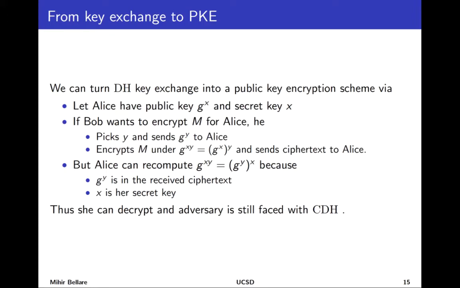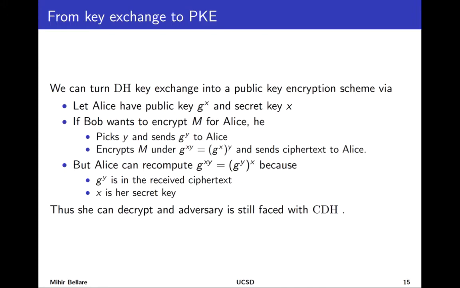Now, the process of Bob sending something to Alice is effectively going to be turned into encryption. What Bob does is if he wants to encrypt a certain message for Alice, he already knows Alice's public key g to the x. So the first step in the Diffie-Hellman protocol is effectively done. He has g to the x. So just like in the protocol, he picks a little y, and imagine that he sends big Y, which is g to the little y, to Alice.